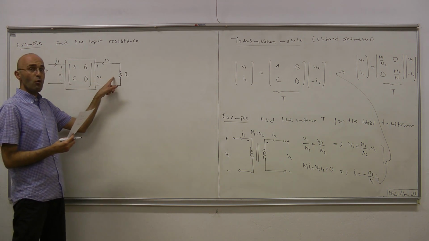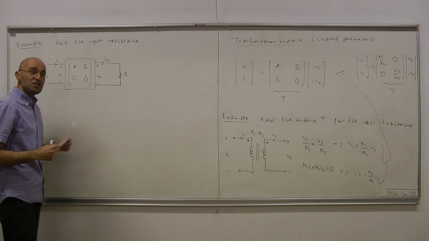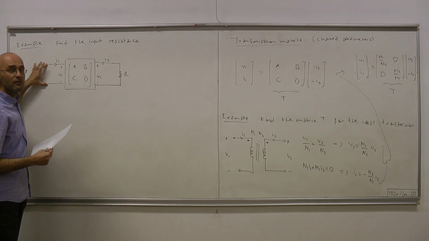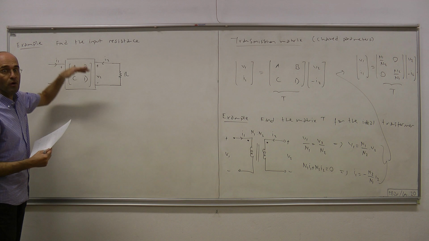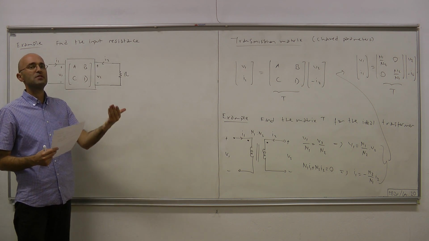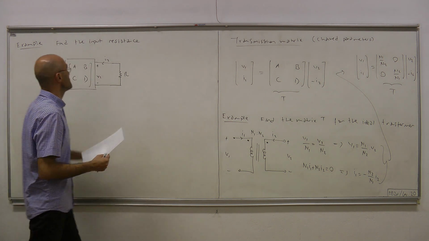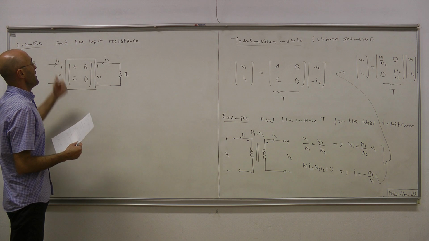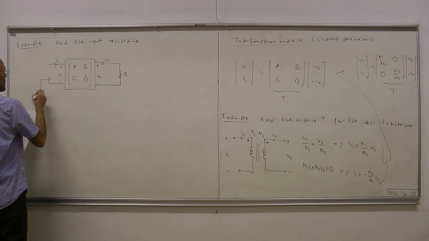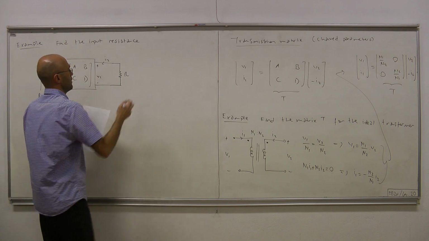Now, after this operation, note that this whole thing can now be considered as a one-port, and the port terminals are here, V1, I1. Since it's a one-port, and since it doesn't contain any independent sources, it can be represented by an input resistance. And the question is, what is that input resistance? We have to figure that out. R in.